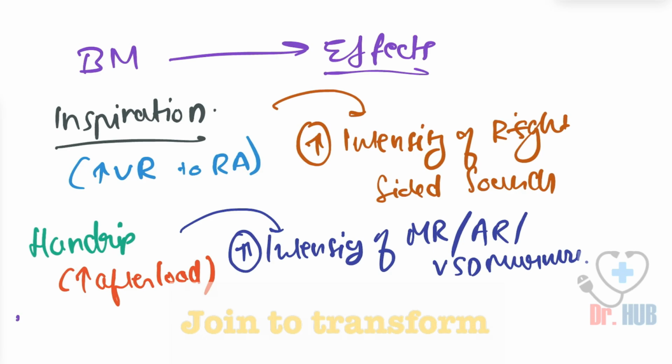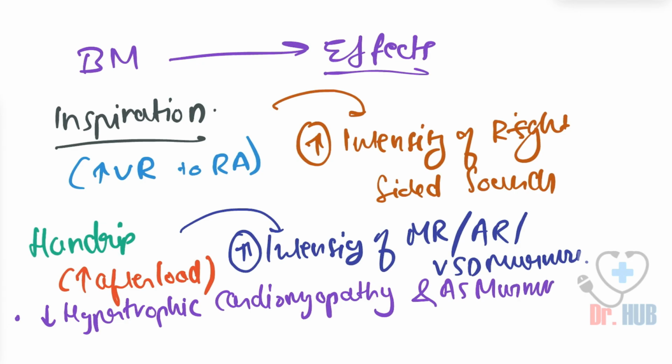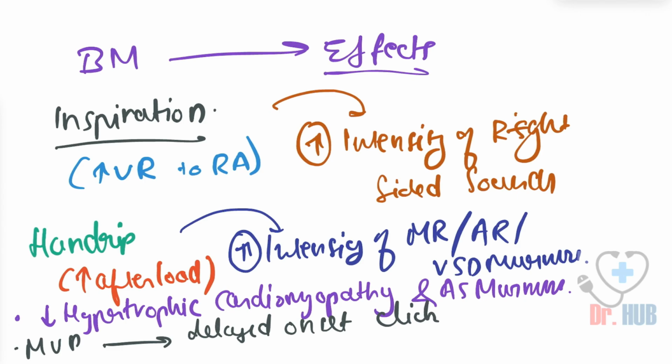And there is also a decrease in the hypertrophic cardiomyopathy and the AS murmurs. Now, when we see the MVP, there is a delayed onset of the click or the murmur.